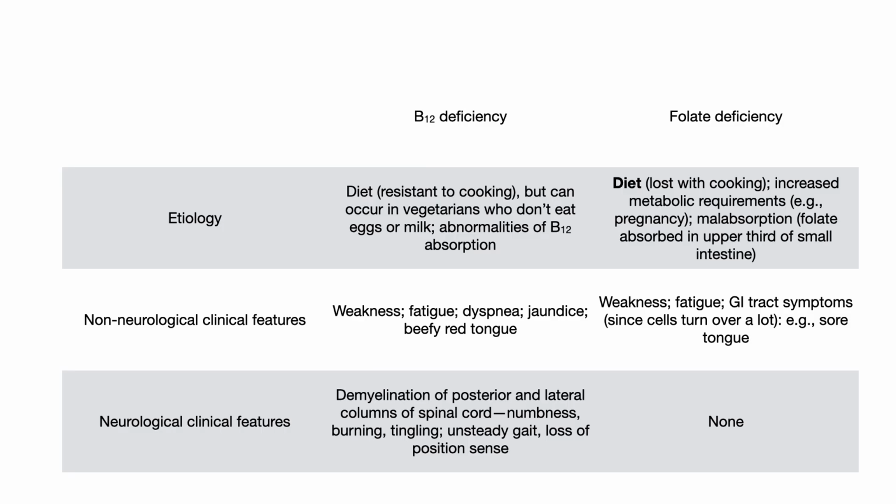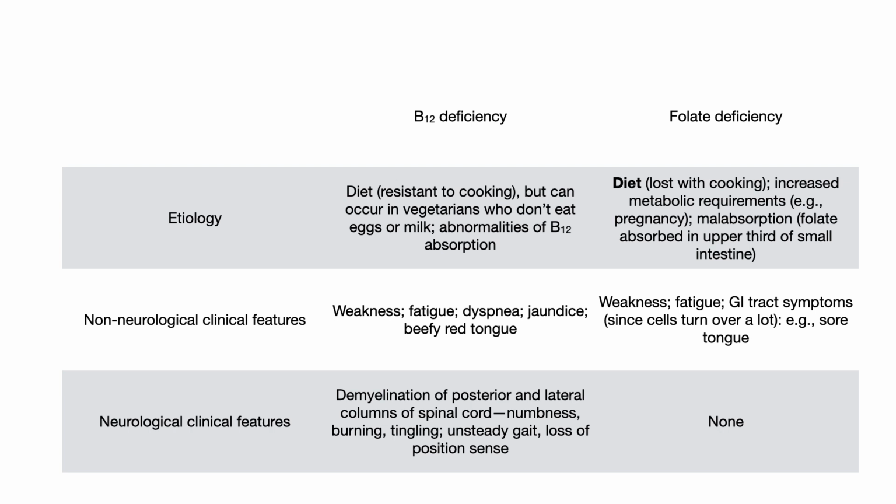So this is just comparing B12 deficiency and folate deficiency. B12 deficiency etiology is oftentimes diet, but it can occur in vegetarians who don't eat eggs or milk. And then it says also abnormalities of B12 absorption. B12 deficiency due to diet is relatively rare because we have pretty good stores of it. But understanding how B12 is absorbed, especially the intrinsic factor binding to the B12 and the necessity of that, can help you understand how certain diseases would give you that deficiency.